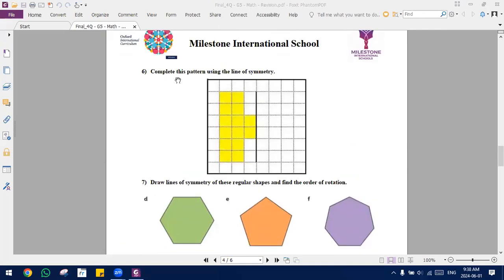Now, question 6. Complete this pattern using the line of symmetry. So, line of symmetry, as we said, is like the mirror line, which is that line here. When you stand in front of the line, everything that you see is the same. The size is the same, but the only thing that is different is the side. So if you raise your right hand on the mirror, you will see it as if it is your left. So only the right and left, we will change them, okay? Let me explain how.